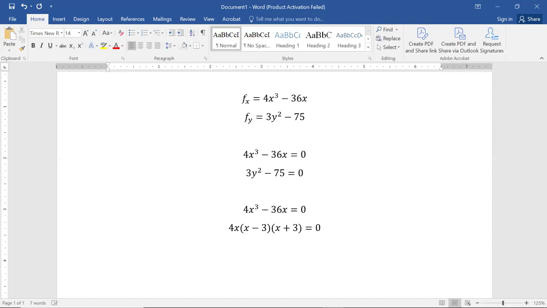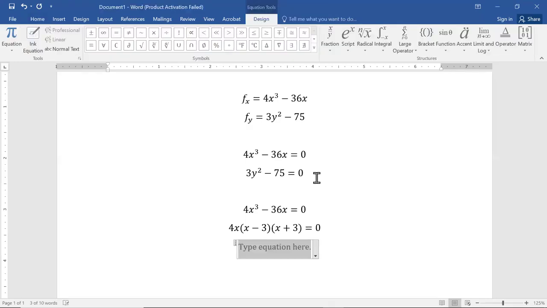Hopefully that was all right. This gives us three options for x. X is equal to 0, x is equal to 3, and x is equal to negative 3. All three of those would make the first equation equal to 0.